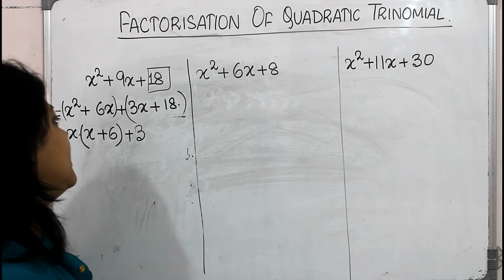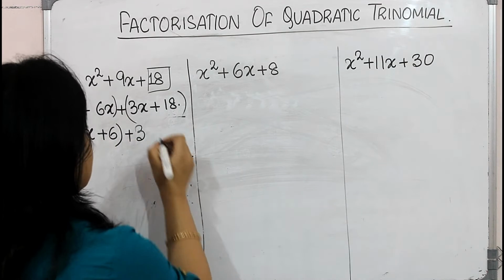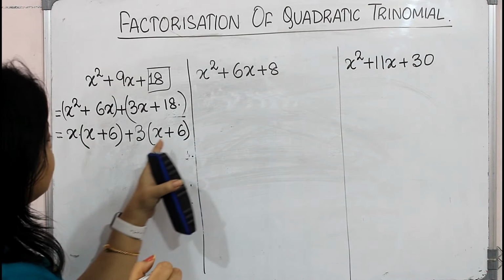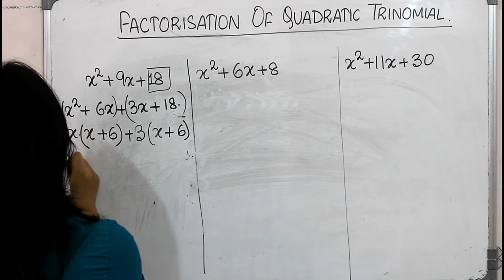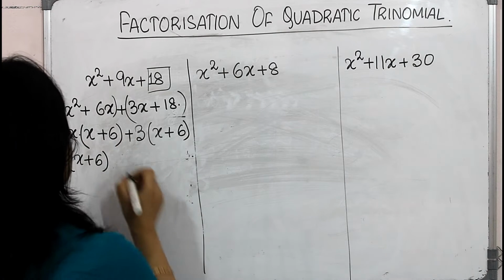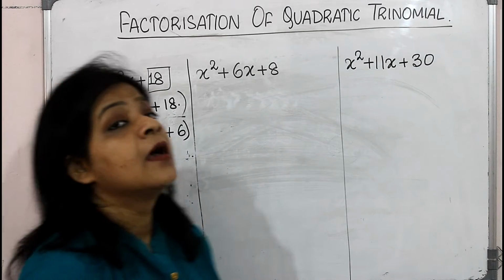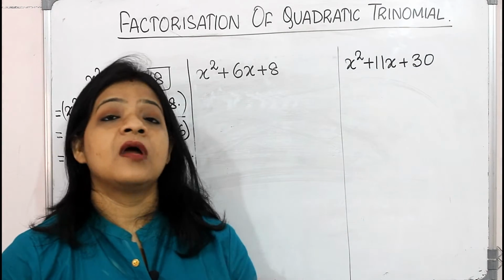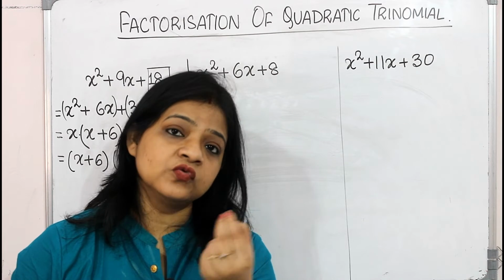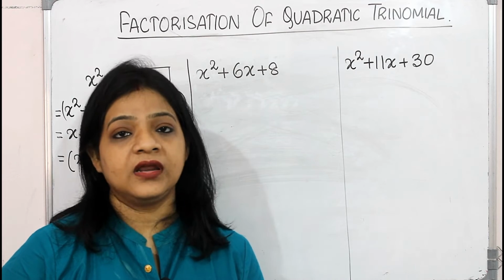Okay, 3x plus 18. So what is common over here? 3 is common over here. So 3x plus 6, 3 sixes are 18. Now x plus 6 is common to both the terms. We will take x plus 6 as common. So what is left over? x plus 3. Okay, so this is called middle term factorization, where we try to split the middle term into two terms such that it fetches you the factors of the quadratic trinomial.